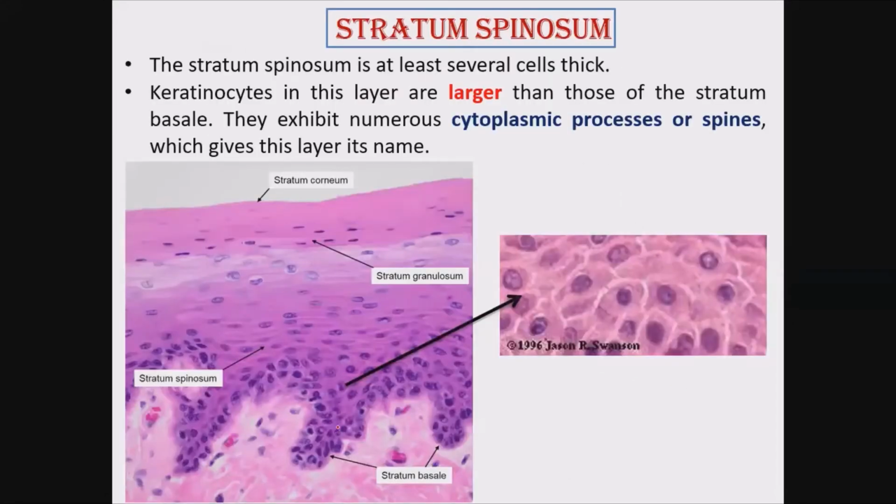Now, the second layer, just superficial. This is your stratum basale. We can see here, this is the stratum basale, and it extends up to here somewhere. One or two layers are dividing.